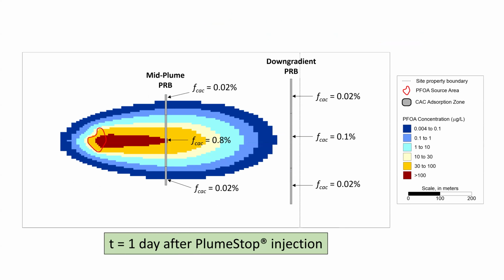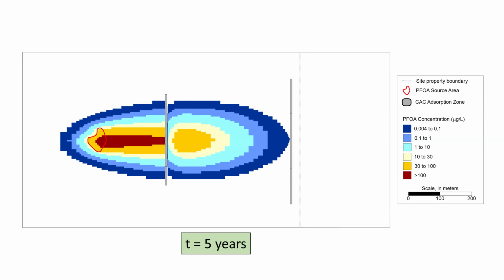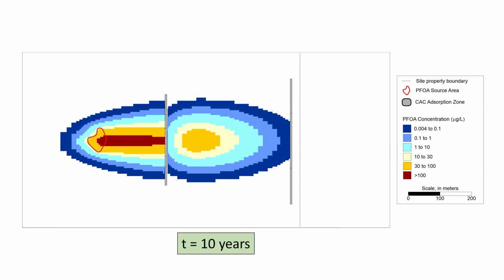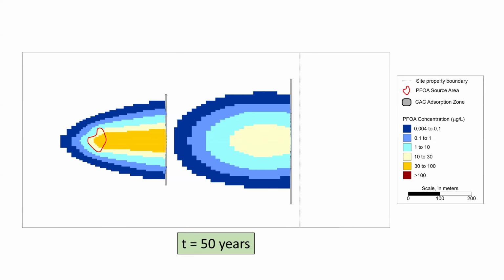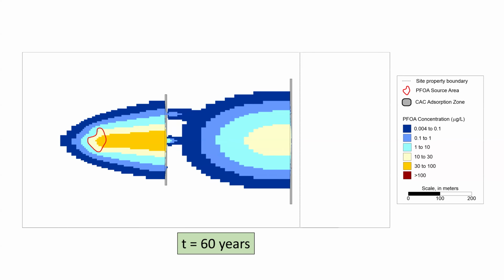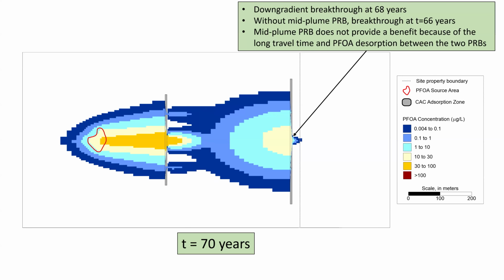And if we go through and look at the second alternative, now we've got a second PRB cutting that plume off. We see we've got separation now of the core of the plume after 5 years, 10, 20, 30, 40, 50. So 50 years, we still have a pretty big plume upgradient of the boundary. And we've got breakthrough of the first PRB before 60 years. The downgradient PRB, we have breakthrough at 68 years. That's only 2 years longer than the alternative that had no mid-plume PRB.